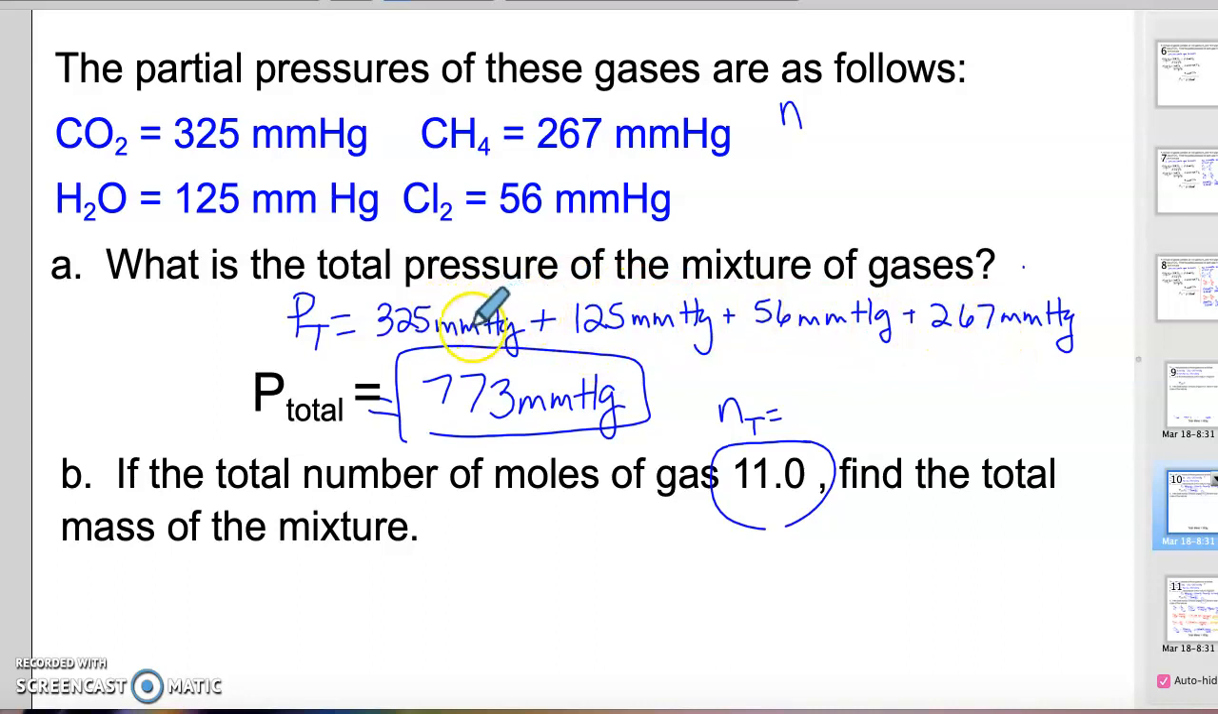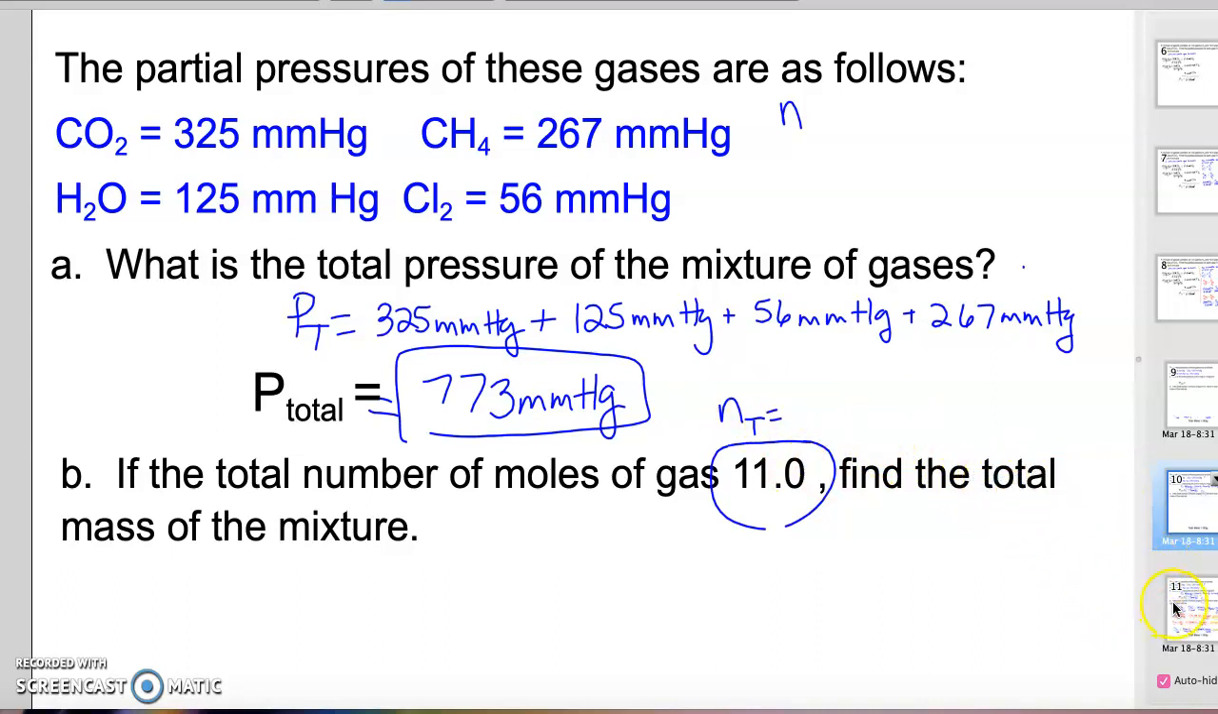So if one happened to be in atmospheres, you would have to convert them all to atmospheres, or convert the one from atmospheres to millimeters of mercury. So the total pressure of the mixture of gases is 773 millimeters of mercury. And then in the question down here, they also tell us the total number of moles of gas, and they want us to find the total mass of the mixture.